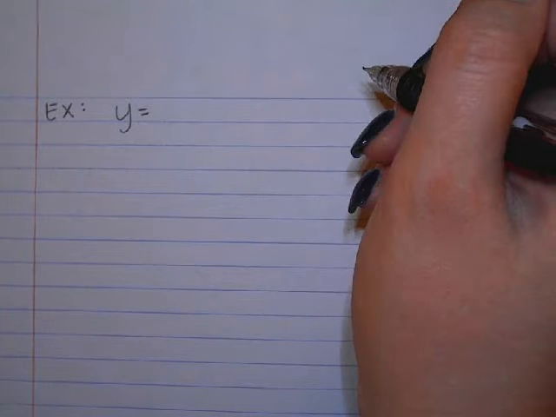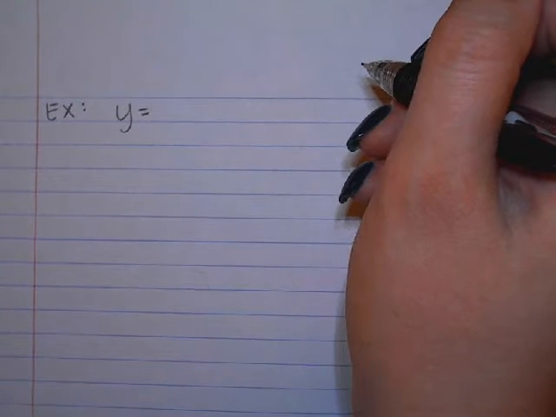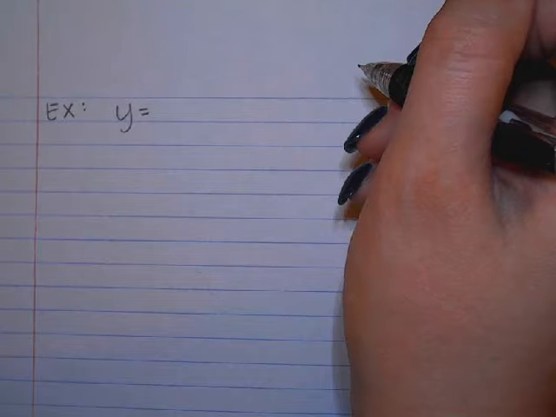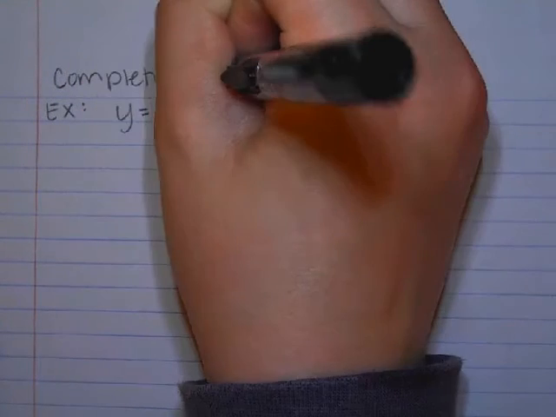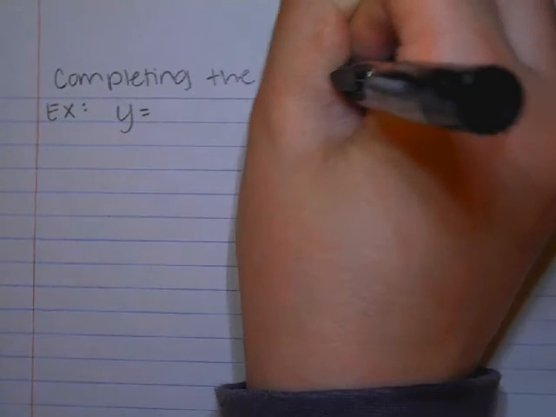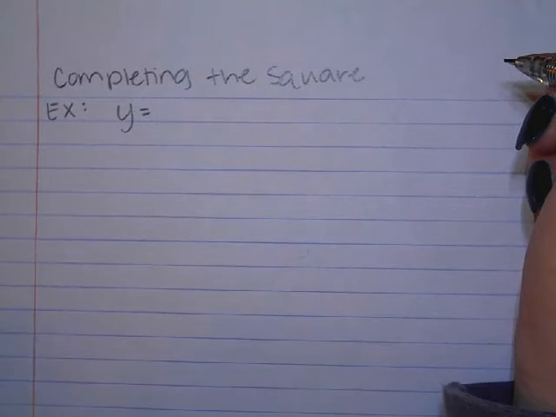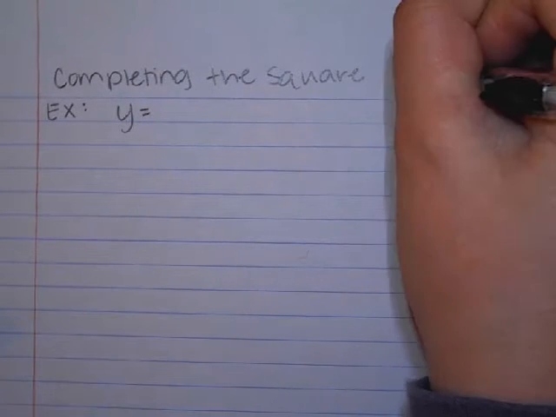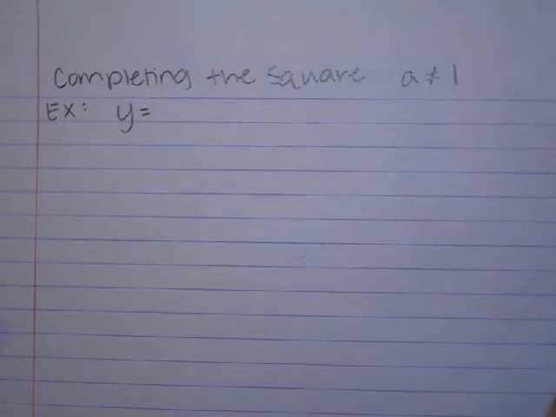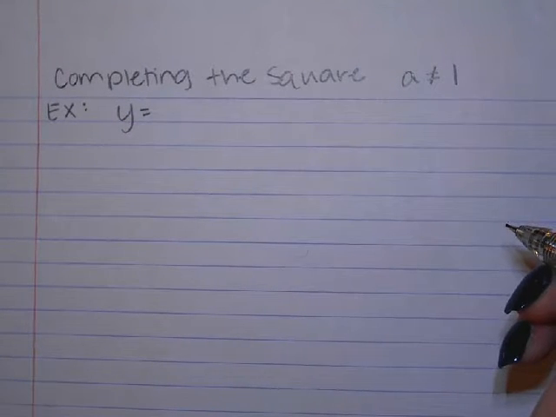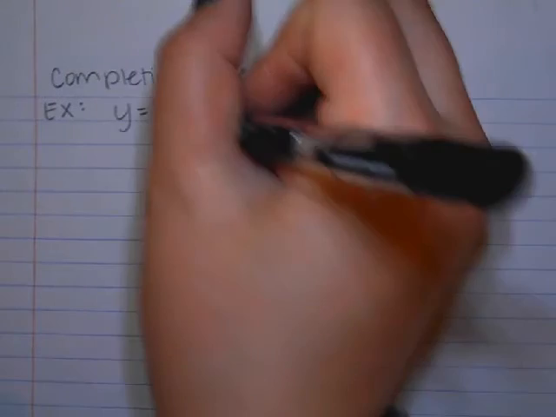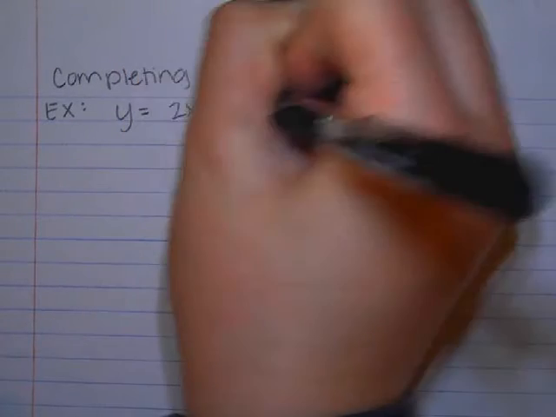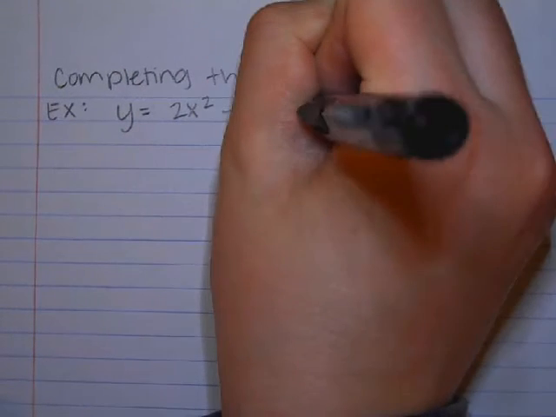If you want to put a new heading, that's fine, because we are still completing the square as our process, but these problems are slightly different. So if you wanted to write that this is completing the square, so we're still converting quadratics into vertex form. The process that we're using is still completing the square, but this time a does not equal 1. So that means x squared is not by itself. So we're going to do 2x squared minus 16x plus 33.